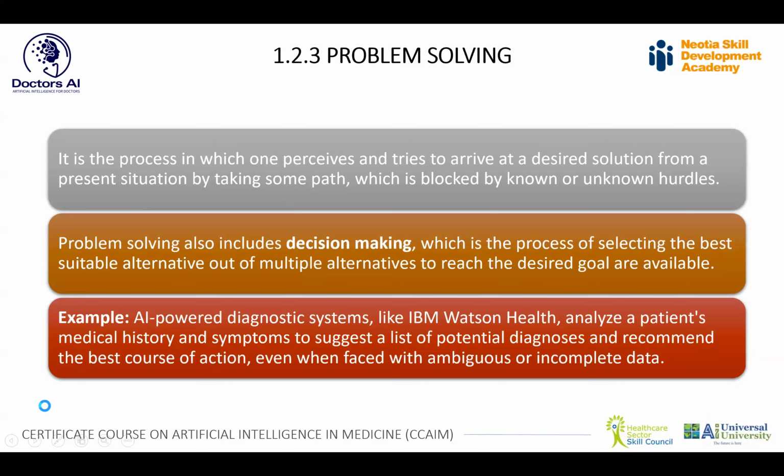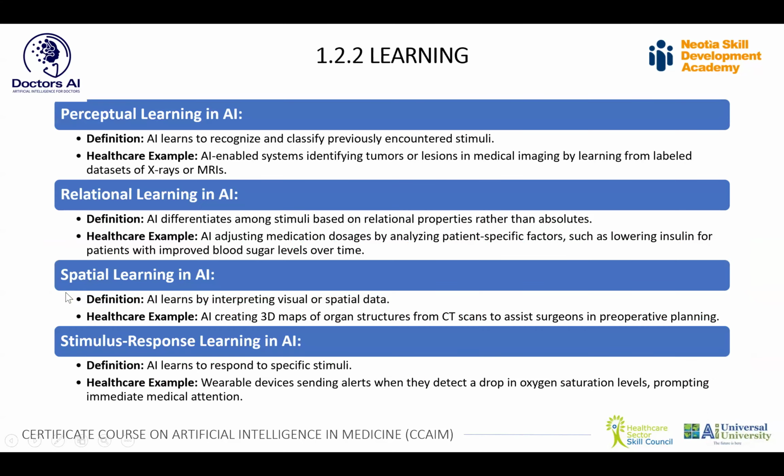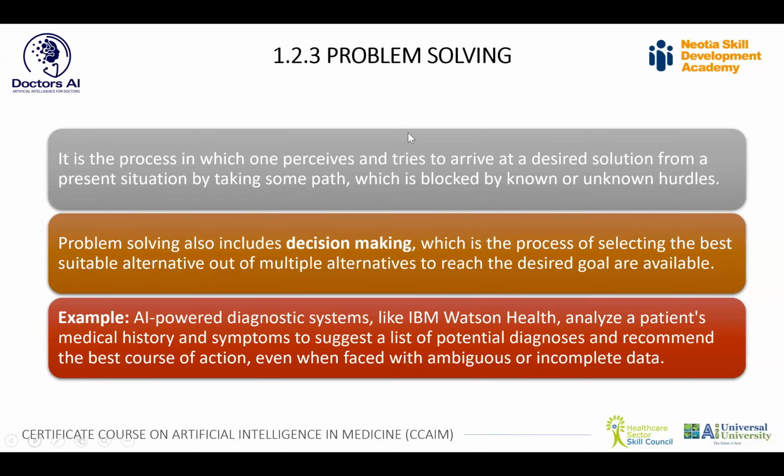Okay. So from learning, let's move on to the next section of intelligence, that is problem solving. Now, this is where you want your intelligence system to be most effective and most useful. So, what do you understand by problem solving? It's the process in which one can perceive and try to arrive at a desired solution from the present situation by taking some path which is blocked by known or unknown hurdles. And this is exactly where you want your AI system to be most useful in augmenting your problem solving capability.